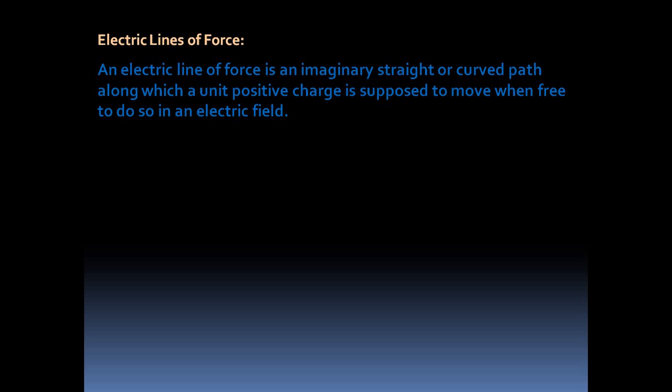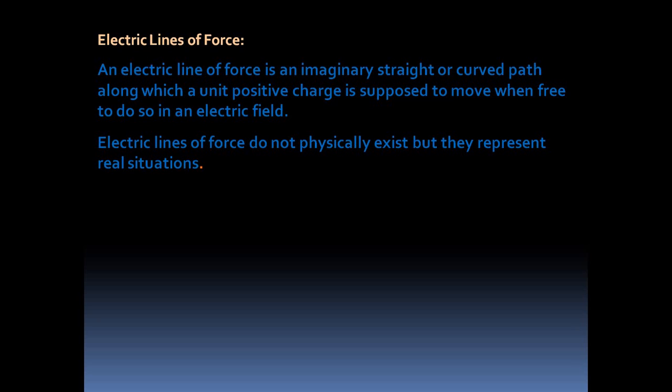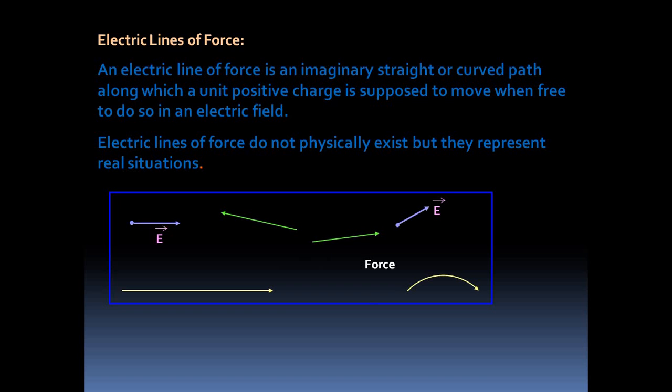What are electric lines of force? An electric line of force is an imaginary straight or curved path along which a unit positive charge is supposed to move when free to do so in an electric field. Electric lines of force do not physically exist, but they represent real situations. Here, all are examples of electric field lines. That means they can be straight and they can be curved also.